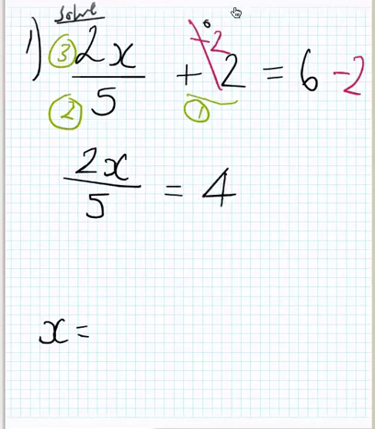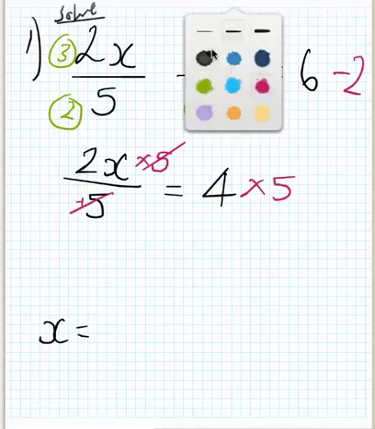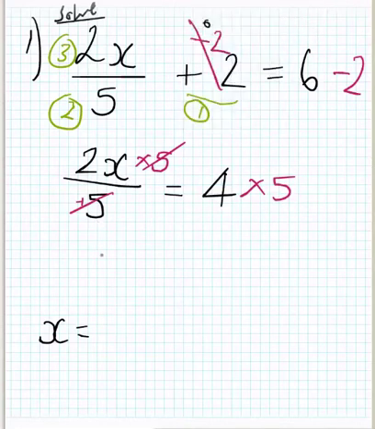Okay, so now we know that the 5 is going to be the next thing to go. So the opposite of dividing by 5 is to times by 5. Yes, we know that 5 is positive, but we don't subtract 5 because that 5 is attached to the x by division. And the opposite of dividing by 5 is to times by 5. Cross it off straight away, and then make sure you times by 5 on this side, because what you do to one side, you must do to the other. So what's left on this side? We've got 2x equals 4 times 5 is 20.